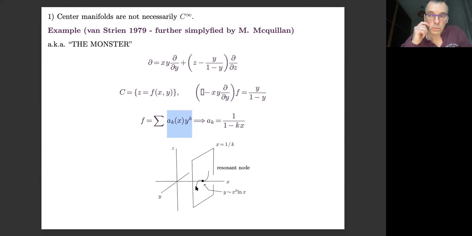Well, I'm going to finish now. So this means if you take the slice given by x equals 1 over k, what you get in this slice is that the center manifold should be the equation of something of the form y equals x to the power k times log of x.